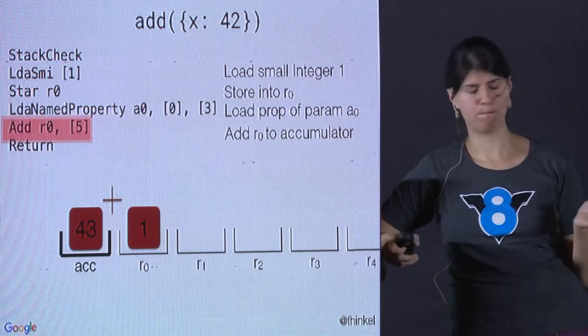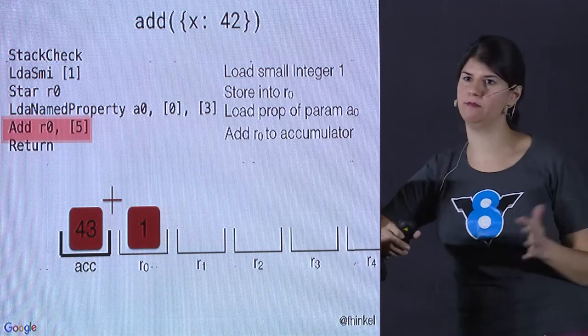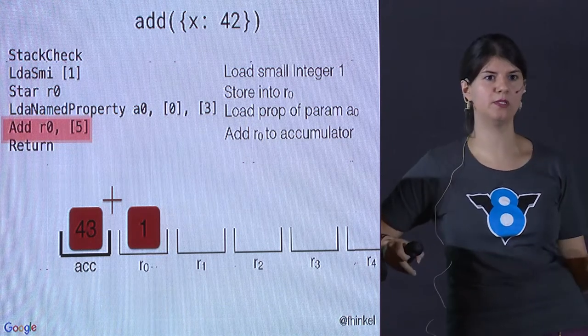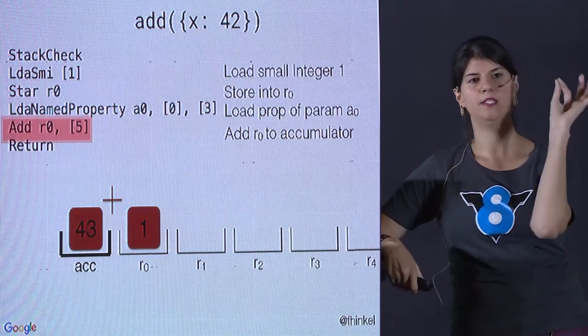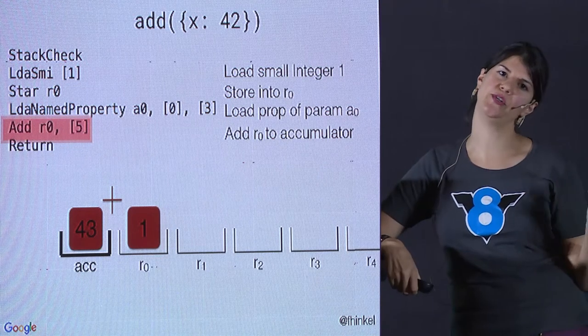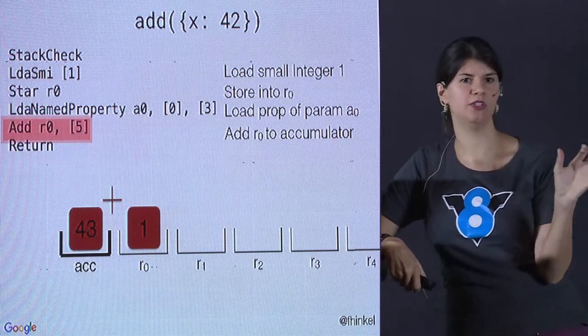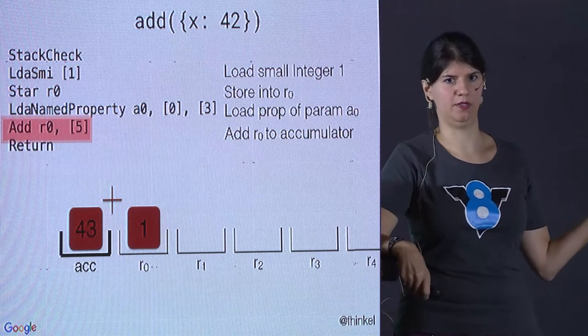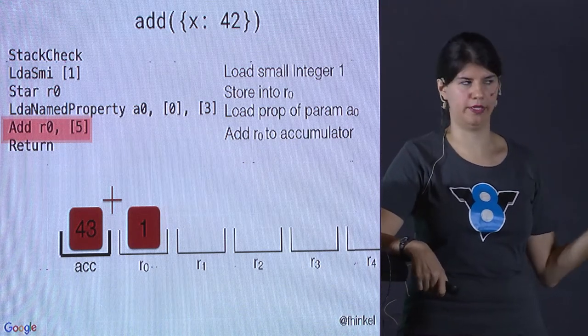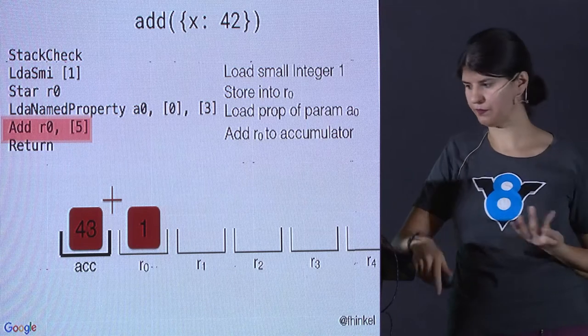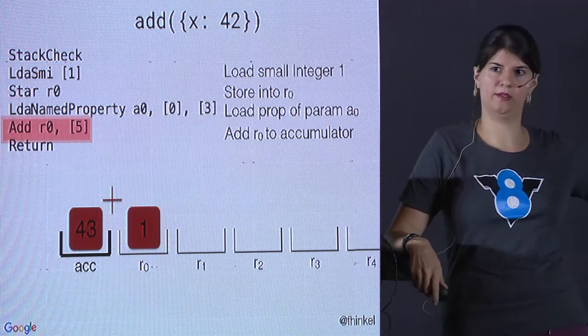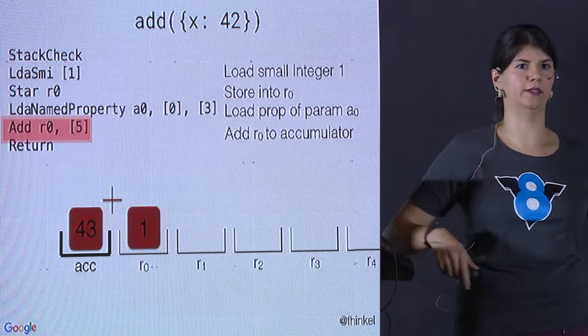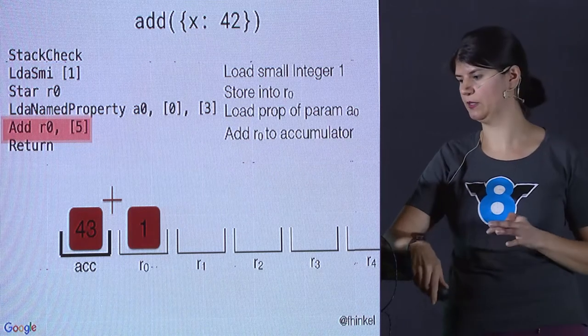So the bytecode at first might look a little bit confusing, but if you read it carefully and if you know that there's always this accumulator register, then I think this is actually fairly readable, especially compared to assembly machine code. So that's what the Ignition bytecode looks like, and a little bit of an explanation of what it does.